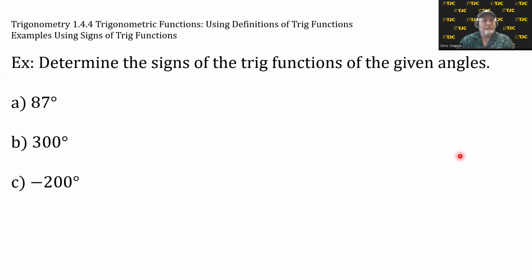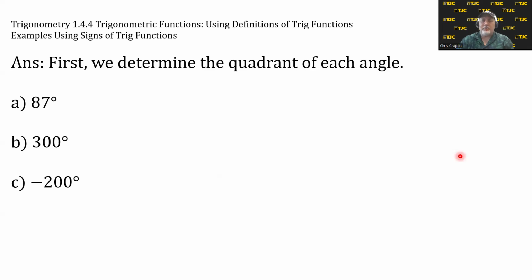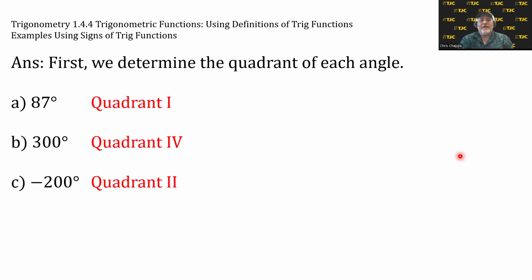And here we go. First, determine the quadrant of each angle. Angle 87 is in quadrant 1 because it's between 0 and 90. Angle 300 degrees is in quadrant 4 because 270 degrees would take you all the way through quadrant 3 into quadrant 4, but it takes 360 to get out of quadrant 4.